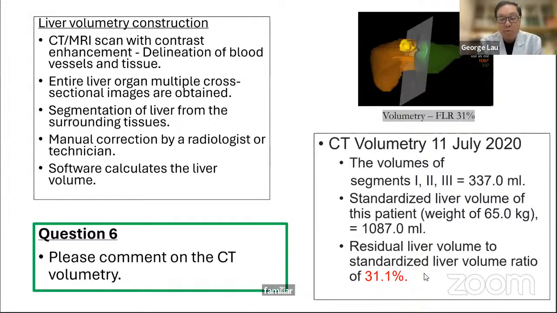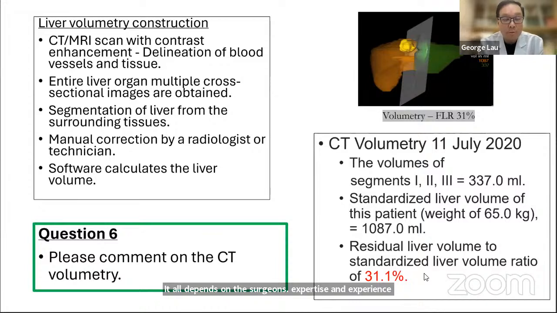This is a very interesting case, with a slight difficulty in management. It all depends on the surgeon's expertise, experience and confidence. In our locations, I think our surgeons are very good. They will not do a right hepatectomy. They can resect the tumors by doing a few segments and leave the major liver behind.